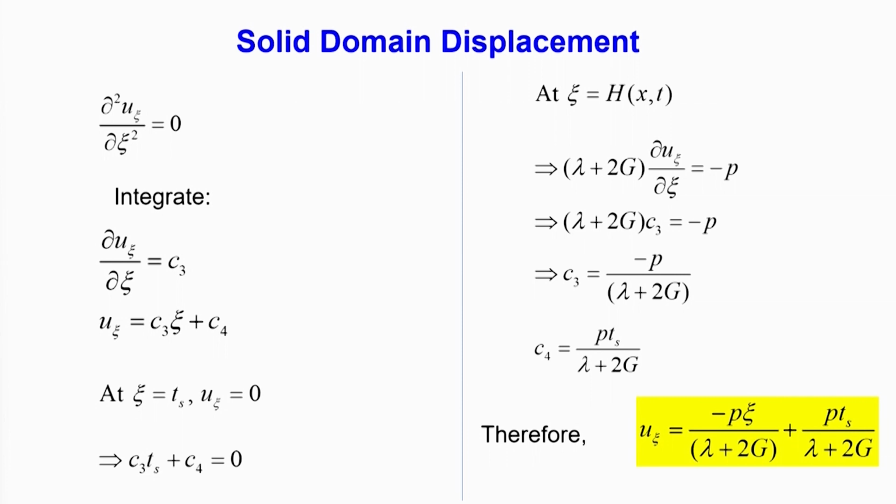Number 1, at zeta equal to Ts, that is the upper glass plate, you have u zeta equal to 0. So, that will give you C3 into Ts plus C4 equal to 0. And at zeta equal to capital H, which is the fluid-solid boundary, you have the equality of normal stress. From that you can get the constants of integration and you get the displacement. Okay. So, now this has to be used and coupled with what we call the fluid mechanics problem.